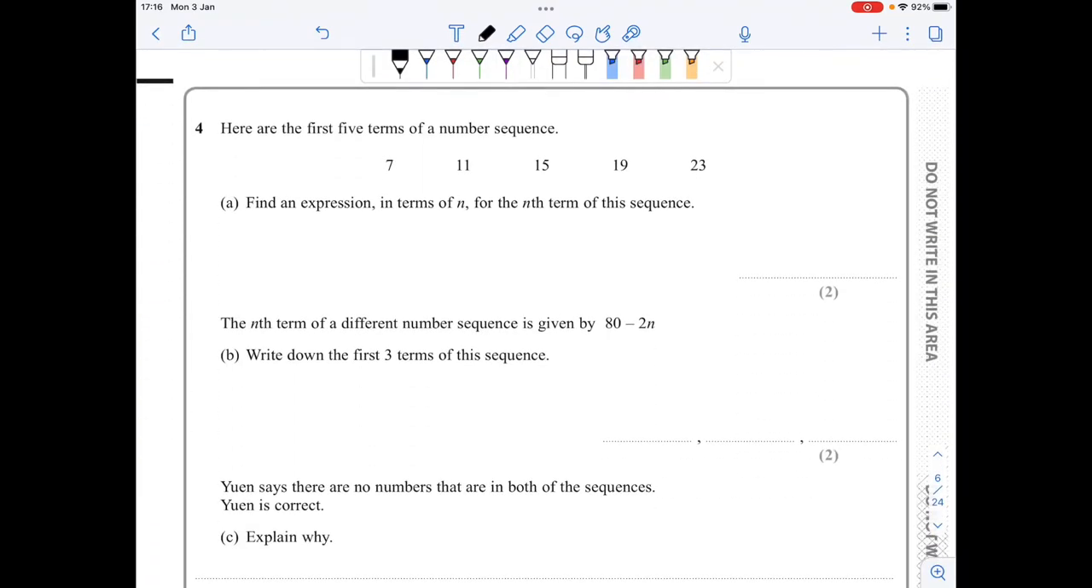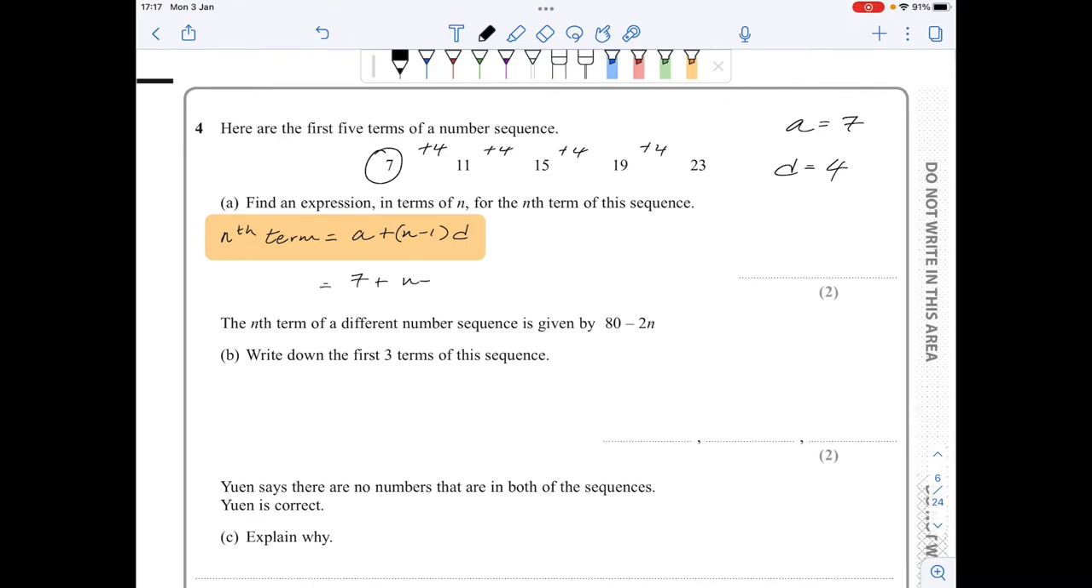In question 4, I have a sequence that starts with 7, so A is 7, and increases by 4, so D is equal to 4. I need to write down an expression in terms of n, so let's write down the formula for the nth term. And if I substitute my values of A and D, I get 7 plus n minus 1 times 4, which when expanded gives me 7 plus 4n minus 4, which simplifies to 4n plus 3.